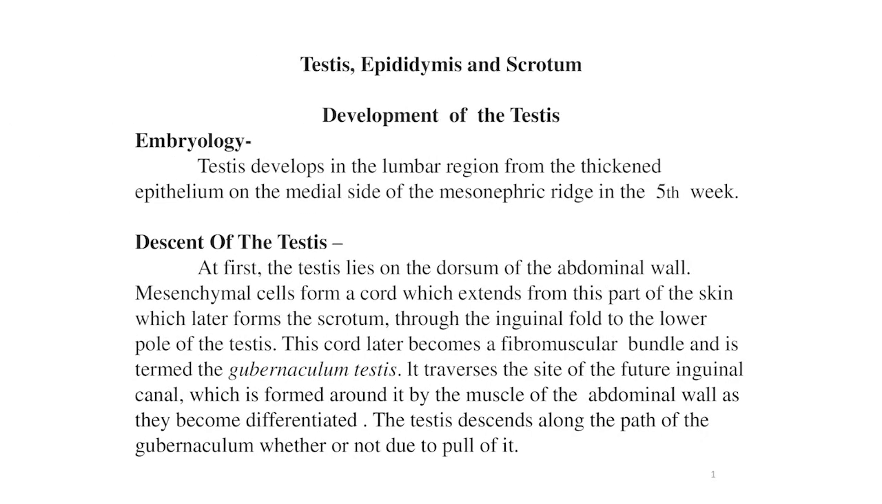Now start with me for the development of the testes, that is the embryology. Testis develops in the lumbar region from the thickened epithelium on the medial side of the mesonephric ridge in the fifth week. This thickened epithelium continues to proliferate, displacing the mesonephros in the dorsolateral direction and forming a projection into the coelomic cavity, which is termed the genital ridge.